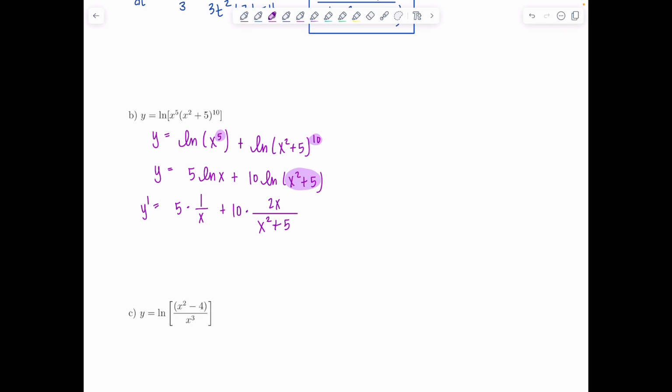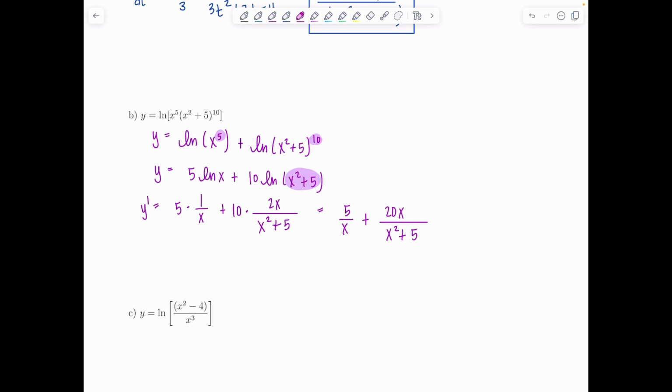Fabulous, very good. Okay, so this is going to end up being 5 over x plus 10 times 2x, that's 20x over x squared plus 5. Now, typically you want to get a common denominator with your derivatives. Sometimes your instructor might let you stop here, okay? So if they let you stop, then stop.